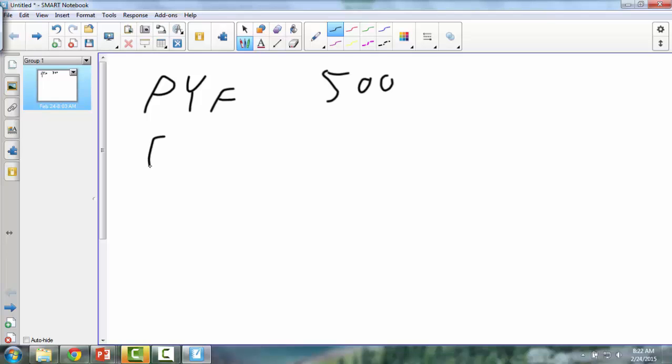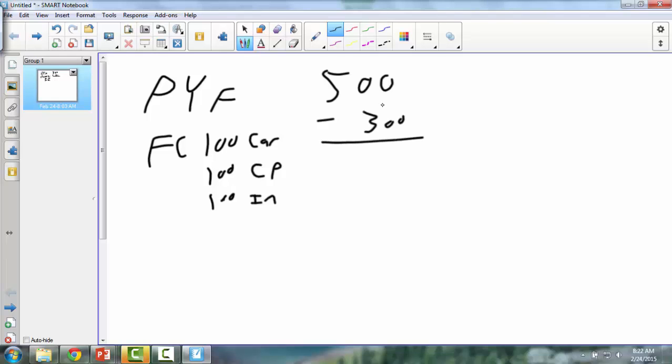They have their fixed cost of $100 for, I don't know, car payment. $100 for a cell phone bill. I'll put car. They have cell phone. And then they have $100 insurance. Okay? Insurance. All right, cool. So we're going to subtract out the $300. And they are left with $200.